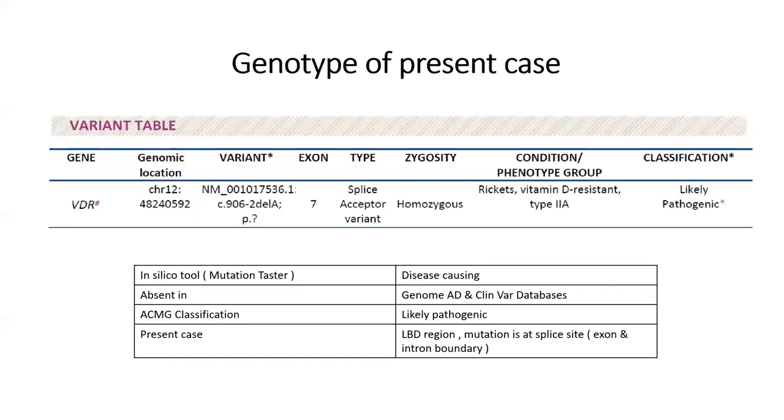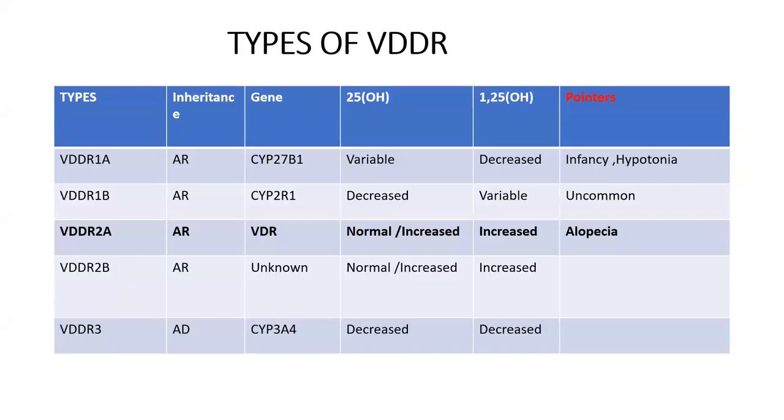Further, this case is confirmed by the mutations. The genotype variant, rickets with vitamin D resistant type 2, is likely pathogenic, with a VDR mutation, which leads to alopecia in case of vitamin D dependent rickets type 2A. So different types of VDDR, type 1, type 2, type 3, were already very well discussed by Dr. Aditi. The pointer of vitamin D dependent rickets type 2A is alopecia, and in case of VDDR1, it generally presents in infancy with hypotonia.